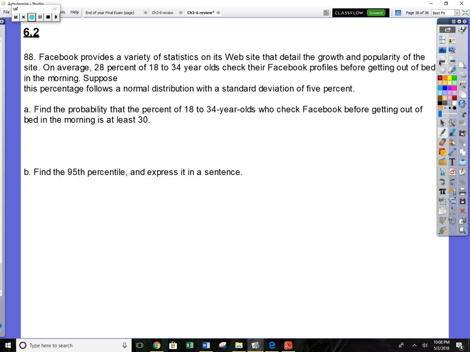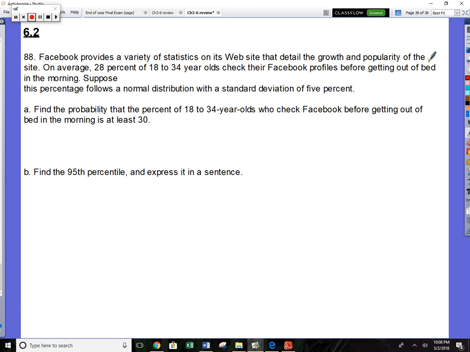Okay, last one. Facebook provides a variety of statistics on its website that detail the growth and popularity of the site. On average, 28% of 18 to 34-year-olds check their Facebook profiles before getting out of bed. Suppose this percentage follows a normal distribution with a standard deviation of 5%. Alright, so it's a normal distribution. The mean is 28%. Standard deviation is 5%. There we go.